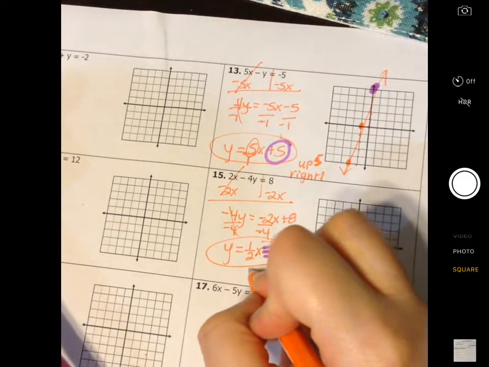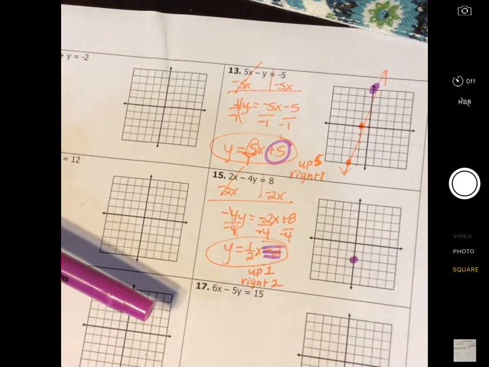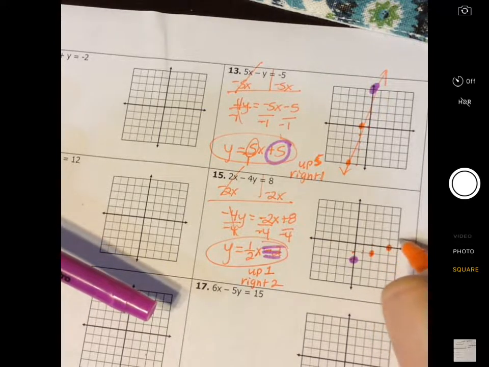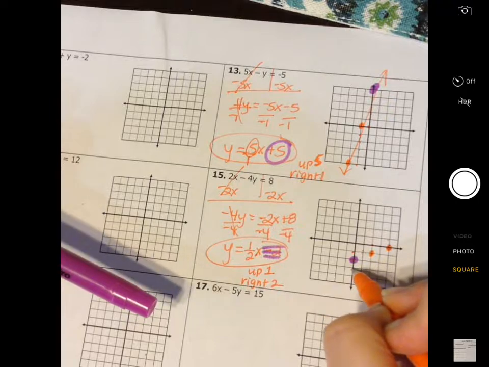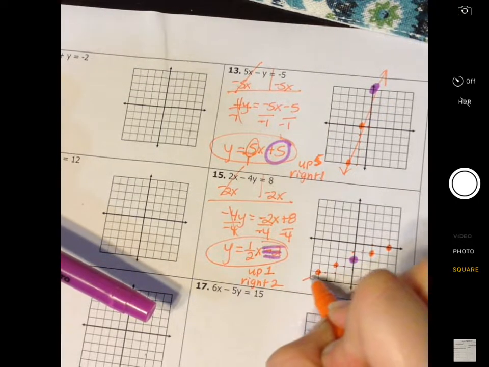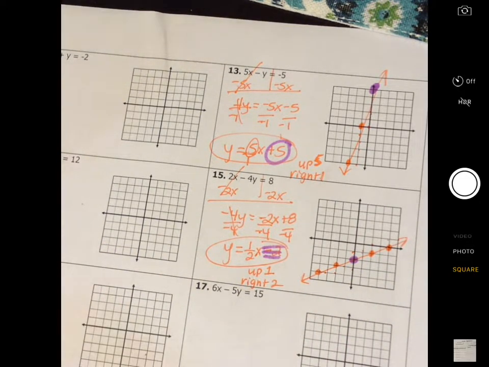My slope tells me up 1, right 2. Up 1, right 2. Up 1, right 2. Ran out, so go back the other way. Down 1, left 2. Down 1, left 2. Oh yeah, look at that line. A little bit better.